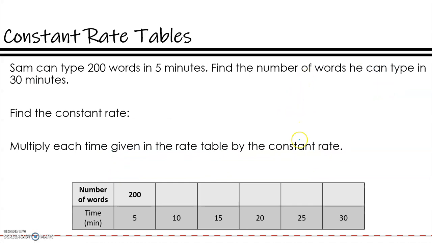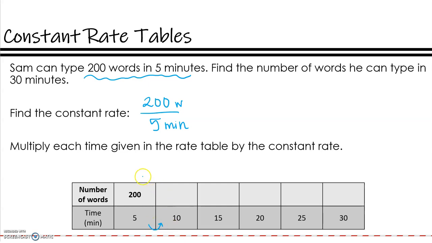So here's an example. Okay, Sam can type 200 words in 5 minutes. Find the number of words he can type in 30 minutes. Find the constant rate. Multiply each time given in the rate table by the constant rate. This is our constant rate right here. He can always do 200 words in 5 minutes.